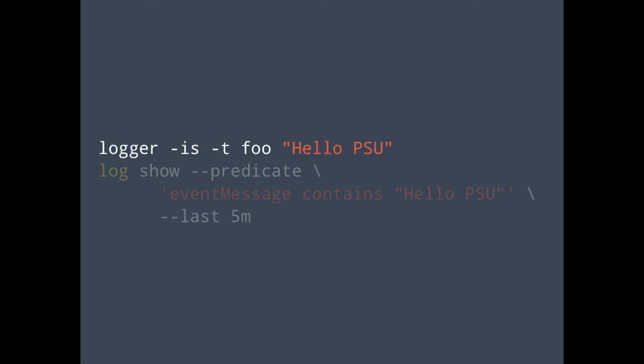Logger still works. One annoying thing with it is that -t for the tag no longer creates the tag in the log event itself. So in the past, you could use that to then filter for everything with a specific tag in Console app. Now you're going to want to add that specific string to the log message event itself to be able to do that filtering. And hopefully this is something that Apple will fix.